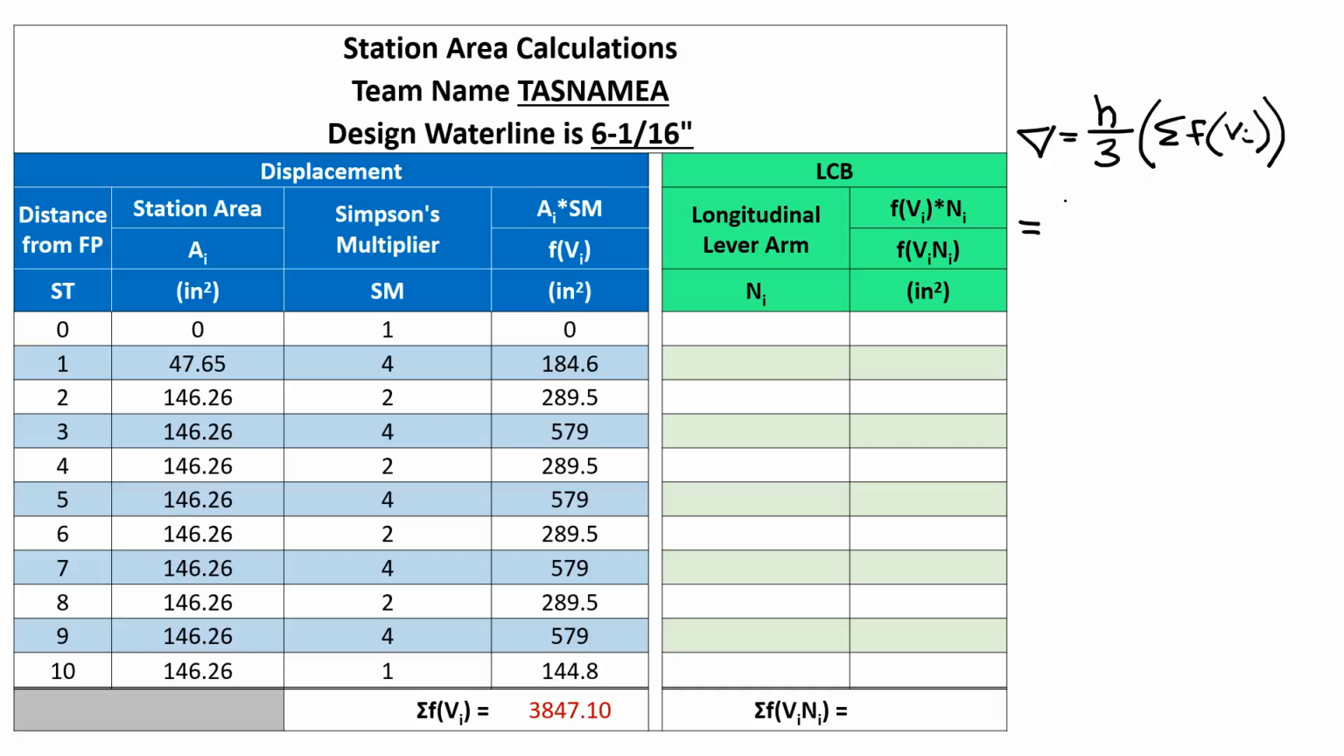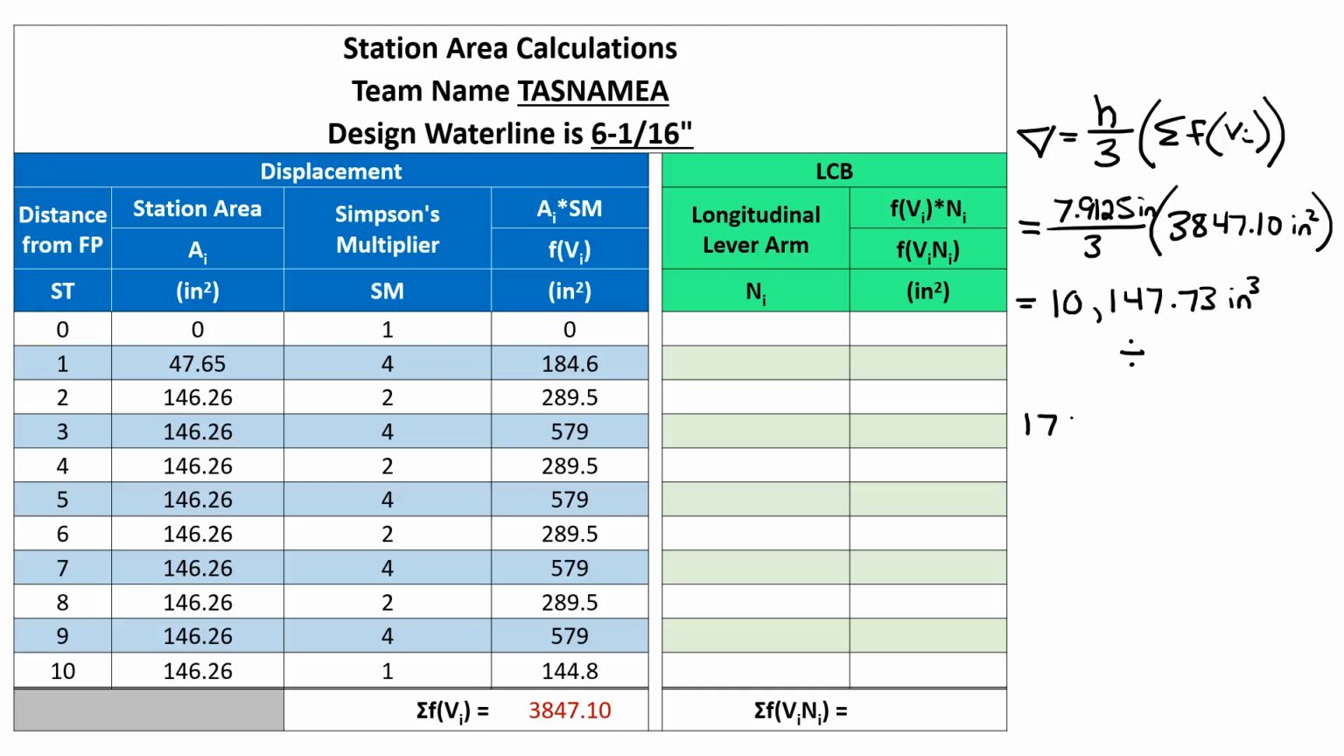My spacing between my stations is 7.9125 inches divided by 3 times my sum of 3,847.10 square inches. And this gives me a volumetric displacement from my station areas of 10,147.73 cubic inches, which is very similar to what I found from my water plane areas.